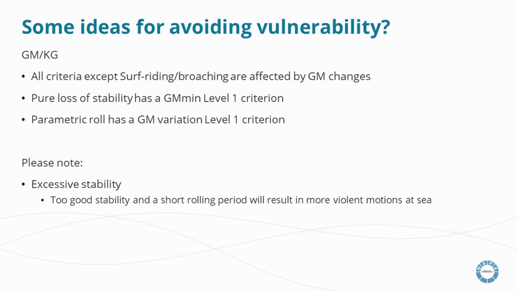GM or KG also affects the level 1 checks of all failure modes except surf riding and broaching. Additionally, pure loss of stability has a GM minimum criterion in level 1, and the parametric roll has a GM variation criterion in level 1. Do note with GM and KG that, as I mentioned before, the excessive acceleration failure mode is negatively affected by increasing the GM or decreasing the KG. A too good stability and a short rolling period will result in more violent roll motions at sea.